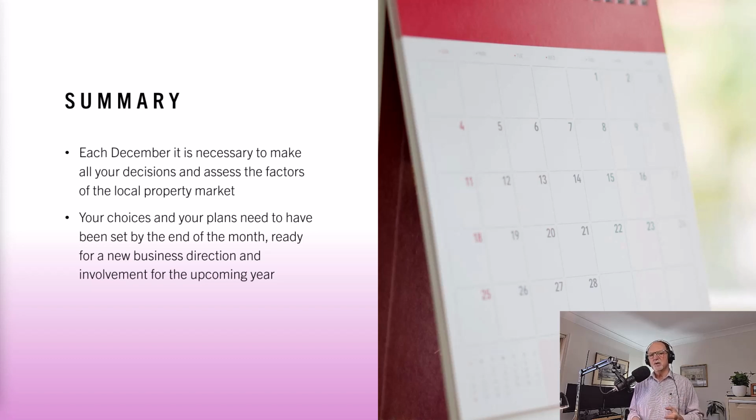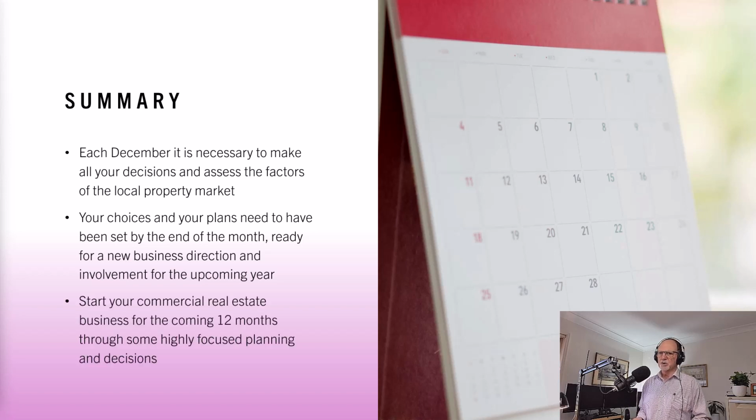It comes down to what you're doing, what you're seeing, how you're improving yourself. It doesn't matter what the market's doing. It never does. It does matter what you're doing. If we look inward to ourselves, our system, and our focus, we can improve the results we're getting in commercial real estate. So start your commercial real estate business for the coming 12 months through some highly focused planning and decisions. Now, if right now isn't December, but you still believe that you want to get some results going now, then do what I've said and just start with June or July or October, whatever the date is. Start now. Today, the future begins today in commercial real estate, sales or leasing.